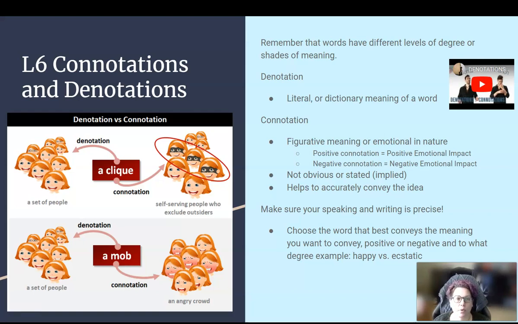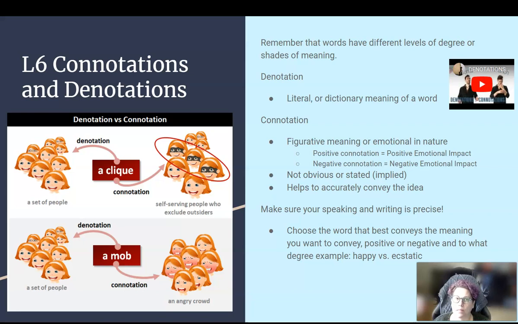In lesson 6, we're going to talk a little bit more in depth about connotations and denotations. Remember, again, the denotative meaning of a word is the dictionary definition. Denotative starts with D, like dictionary. So it's the literal meaning of the word. A connotative meaning is a figurative meaning or an emotional meaning of that word. And you can have both positive and negative connotations. So basically it's just how the word makes you feel, if it's more positive or negative. It's not a literal meaning of the word.